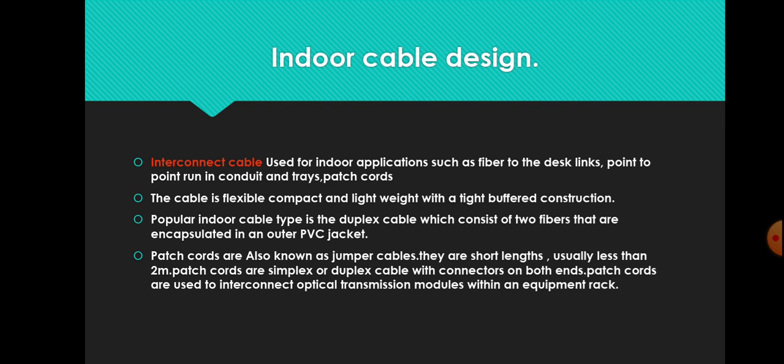So the cable is flexible, and this type of interconnect cable which is used for indoor applications is flexible, compact and lightweight, and that is a light buffered construction. And the popular indoor cable type is the duplex cable, and it consists of two fibers that are encapsulated in an outer PVC jacket.